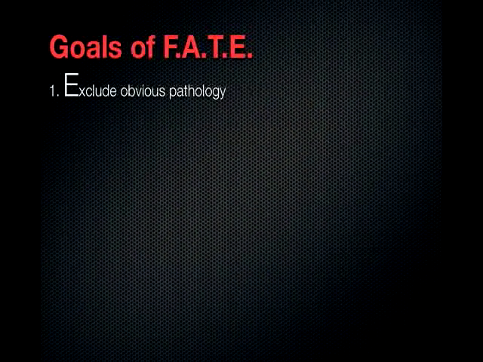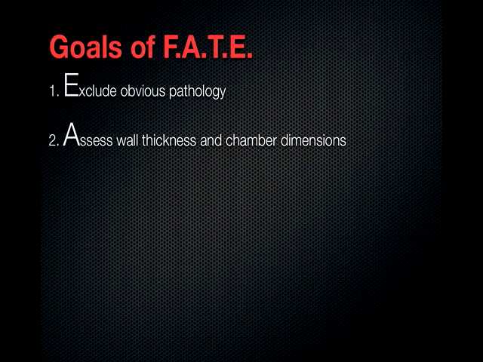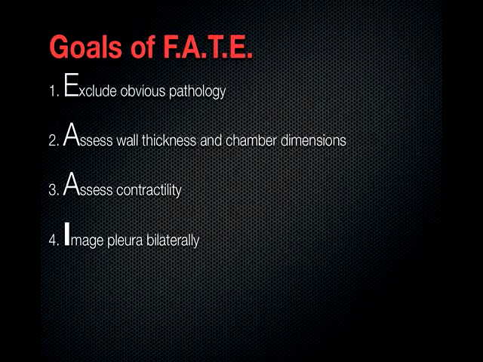There are several goals of the F.A.T.E exam. The first is to exclude obvious pathology. Secondly, we'll assess wall thickness and chamber dimensions, and these are the static dimensions of the heart. Third, we will assess contractility, or the dynamic features of the heart. And fourth, we will image the pleura bilaterally, because as we know, what happens in the thoracic cavity can impact cardiac function.